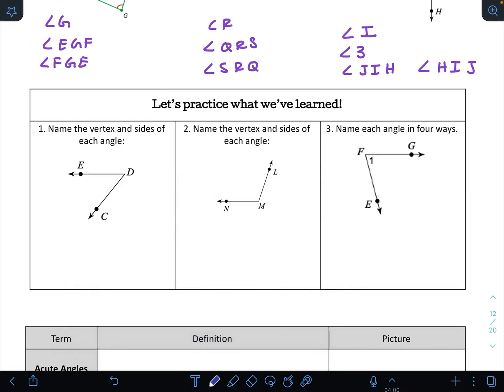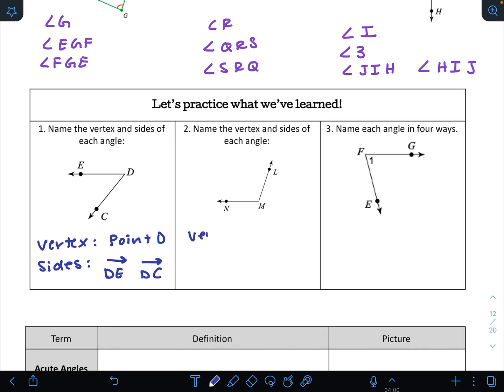All right, so for this practice section, first off, number 1, the vertex is point D. That is the option. The sides are rays. Angles are made of rays, so I could call it ray DE and ray DC. It does have to be in that order for rays. The arrow needs to point to the right from the notation on both of those.